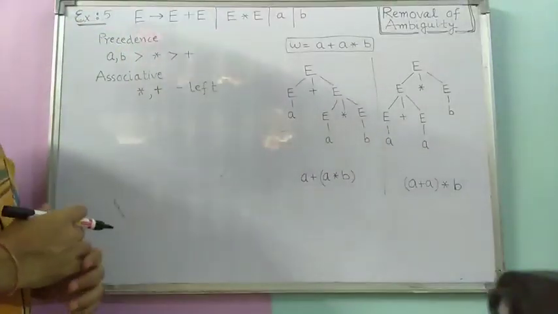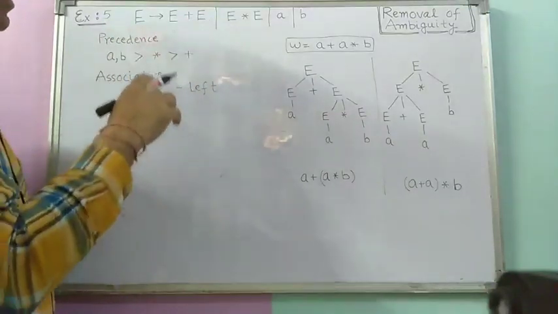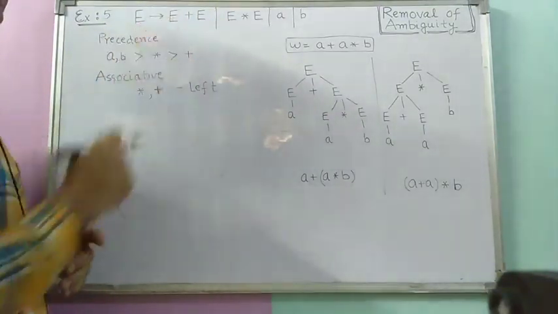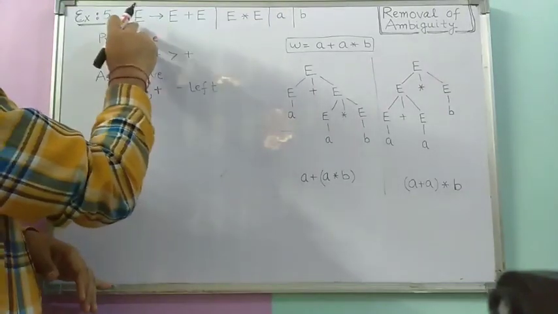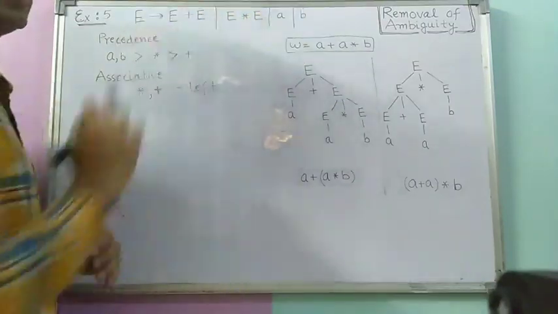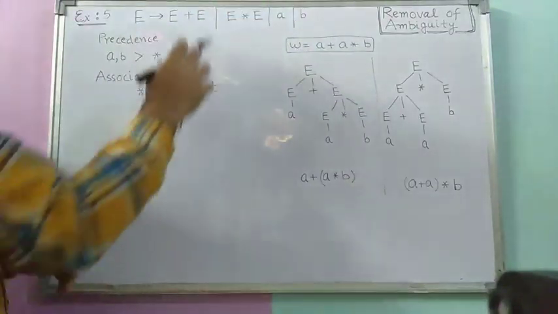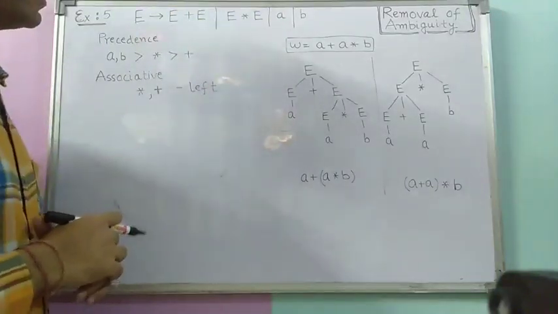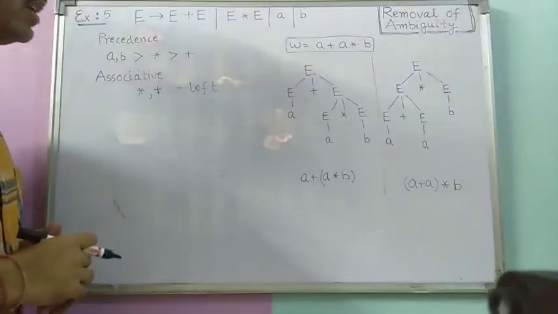Now in this next example, our grammar is almost similar again for the arithmetic expression, but involving more than one operator. So here in this grammar we have the productions E to E plus E, E asterisk E, A and B. These two are terminals. Here we have two operators, plus and asterisk, that is addition and multiplication, involved.